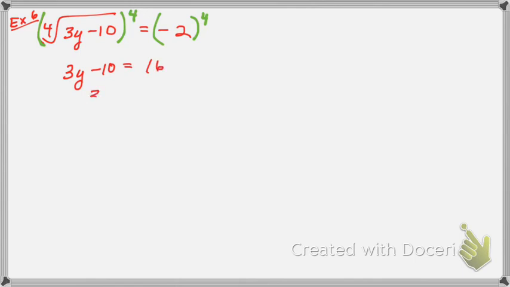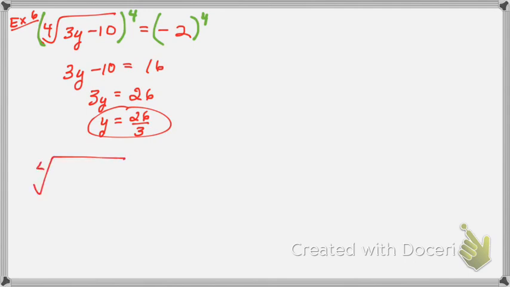So now we want to, give me a second, add 10. If I add 10 to 16, I get 26. And y equals 26 thirds. Okay, so now let's check that in our original problem. That was a 4th root. Anybody know how to type a 4th root in the calculator? Yeah, you can use math 5, or you can also do this. You can do quantity to the 1/4 power. That's another way to do a 4th root. Okay? But you can use math 5 also.